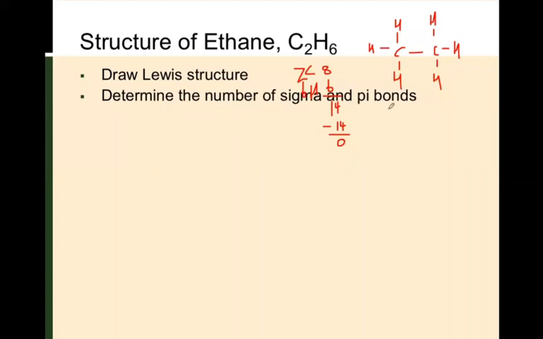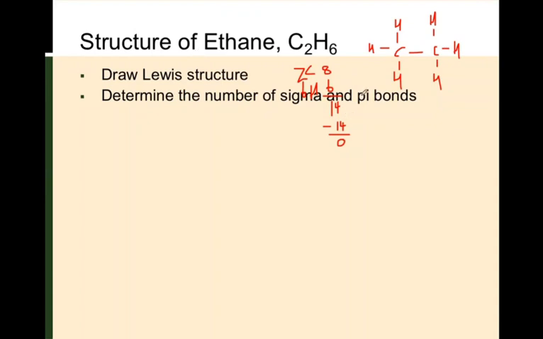So determine the number of sigma and pi bonds. Sorry that I wrote it for this part. Basically every single bond is a sigma bond, so we have 7 sigma bonds. Do we have any pi bonds here? Yes or no? That's right. No is the correct answer.